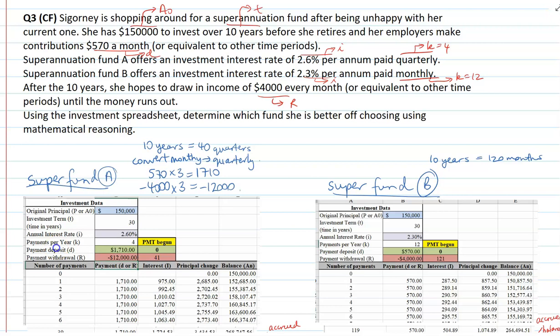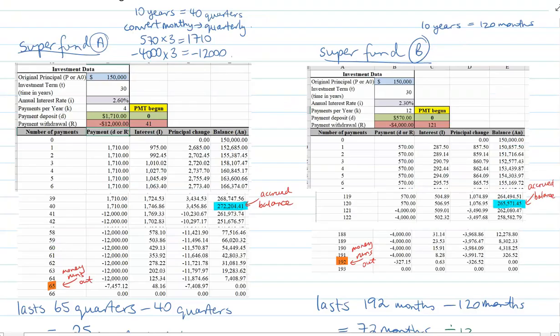After 10 years, she hopes to draw income of $4,000 every month, or equivalent if we're talking about quarters, until the money runs out. And you're going to use the investment spreadsheet to do that. Would definitely not expect you to do this question by hand. It would take you way too long to do all those recursions. Pulling apart that information and popping it into the spreadsheet.